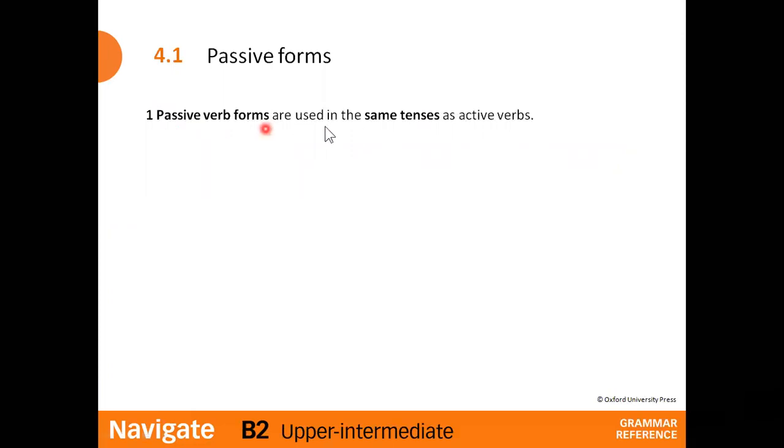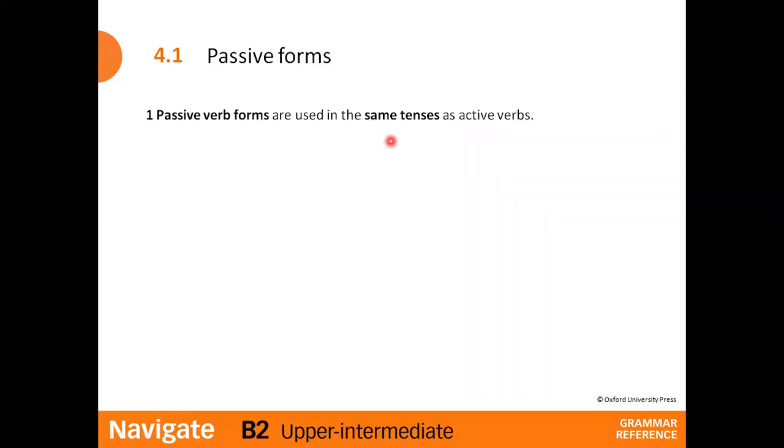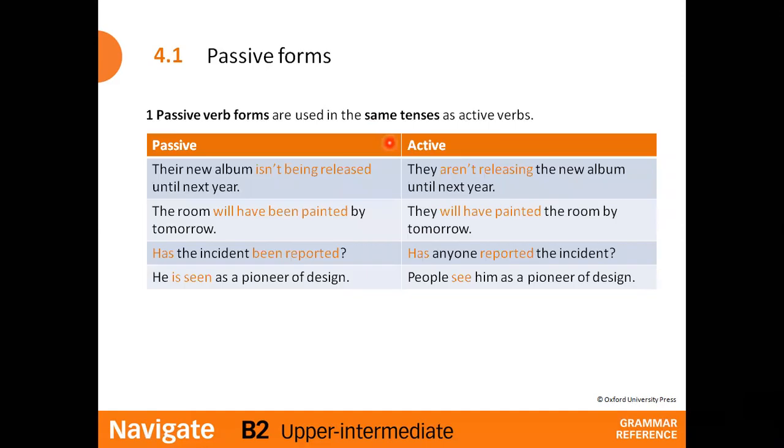Passive verb forms are used in the same tenses as active verbs. So what does it mean? To understand passive voice in a proper way, you should know active voice first. So for example, let's talk about present continuous. Present continuous is used for the actions which are in progress at the time of speaking. Now I am speaking, what I am doing, I'm explaining English, like I'm explaining passive forms.